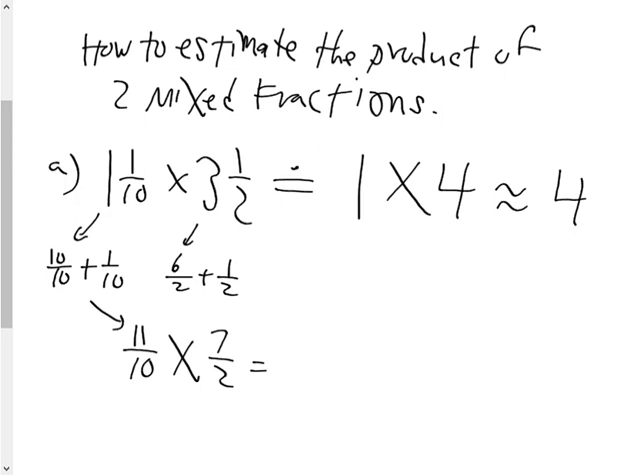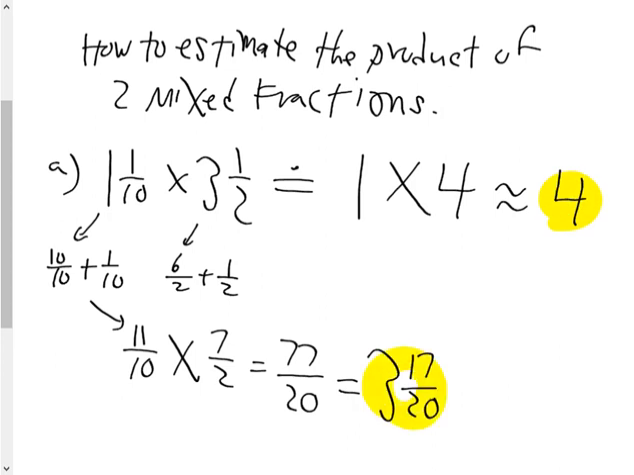We're going to multiply the numerators. So did I make a mistake somewhere? 11/10 times 7/2. No, that's right. So 77/20. 77 will be my numerator, and 20 will be my denominator, or 3 and 17/20 is the calculation. So when we see here, our estimation was 4, and our calculation was 3 and 17/20. Was that a good estimation? Yeah, it's pretty close, right? So that's how you would estimate the first one.